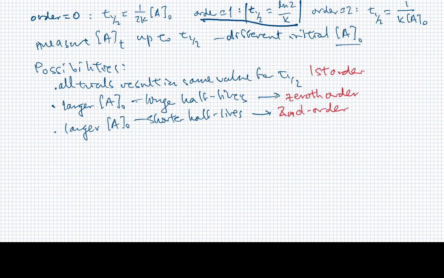So this is a great quick way maybe to get to an answer. So if you're doing an experiment in the lab and you want to quickly know what the rate order would be and what the rate constant might be, this is one way you could do it.